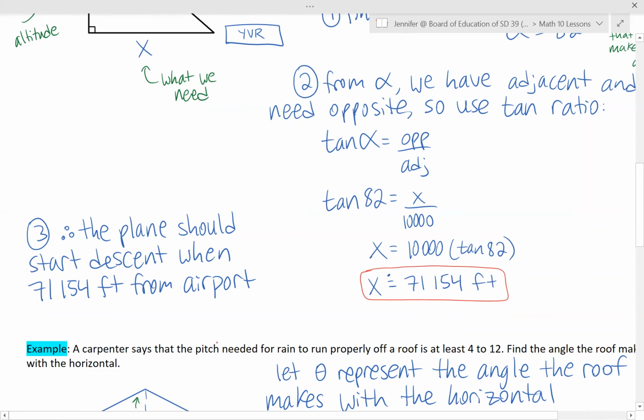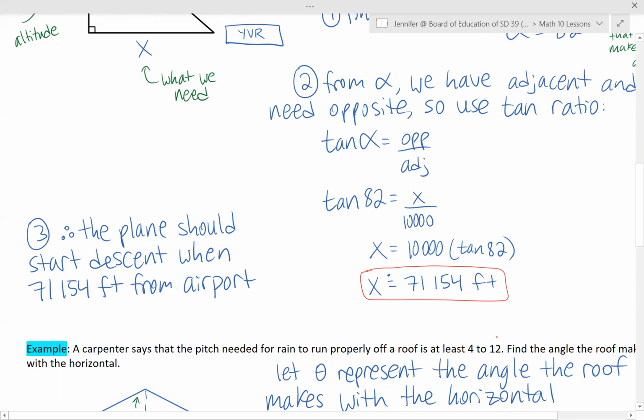So it's saying the slope of the roof has to be a certain steepness so that the rain can run off properly. If you had a perfectly flat roof, anytime it rains, you might have a buildup of rain on top of that roof. But if you make it at an angle, like a triangle roof, then the rain can run off. And it's saying it wants this pitch, or this slope, to be at least 4 to 12.